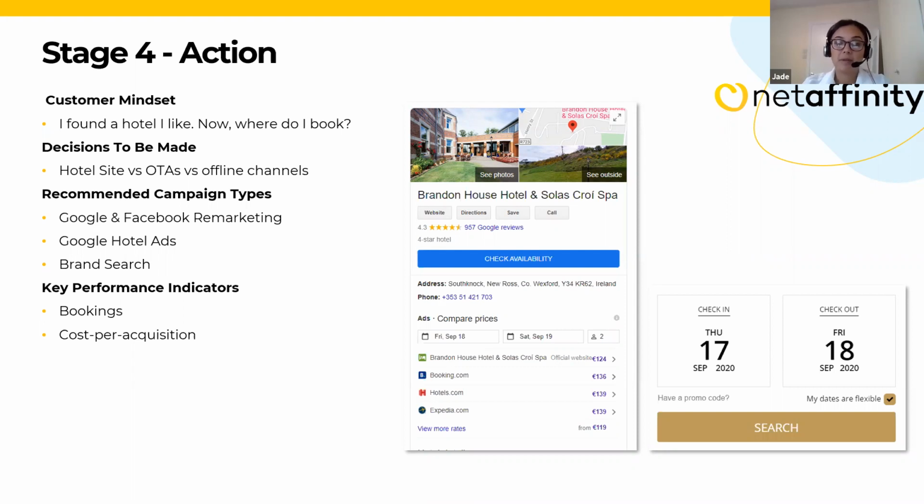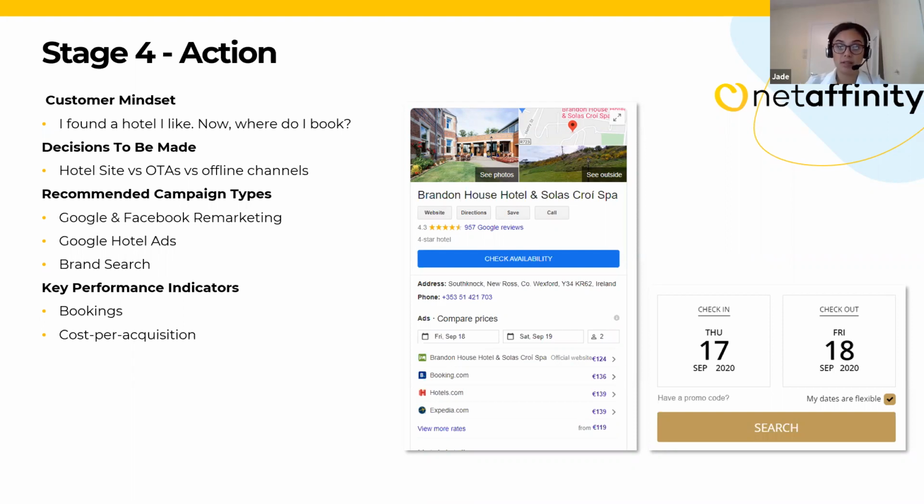Recommended campaign types would be Google and Facebook remarketing, Google hotel ads, and brand search. So these would be continuing on from stage 3 of the funnel. Key performance indicators: you would hope that you get bookings from your customers, and cost per acquisition.